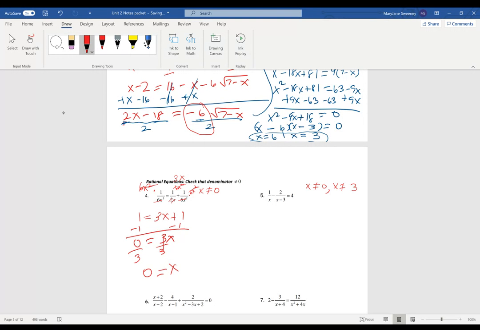Now, normally I would say that's my answer, but remember we said x can't be 0 because that would make the denominator of the fraction 0. So in this case, I would have to say no solution.